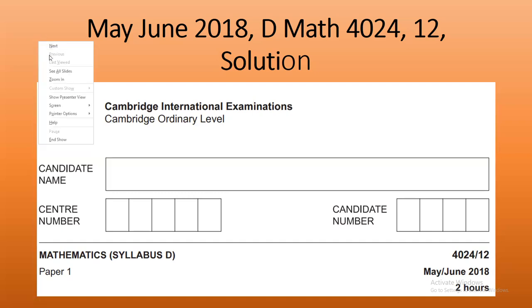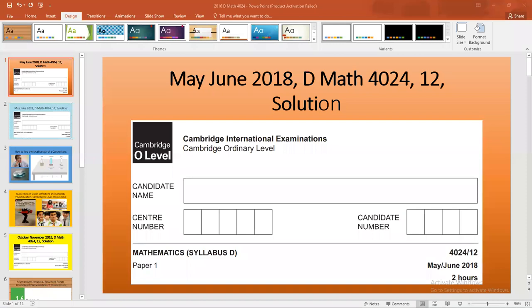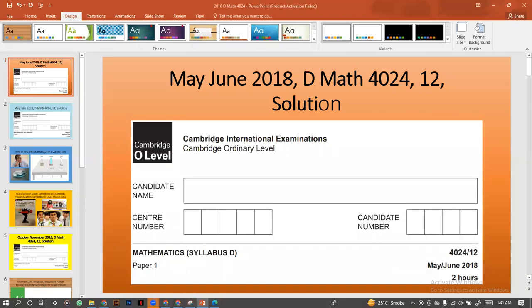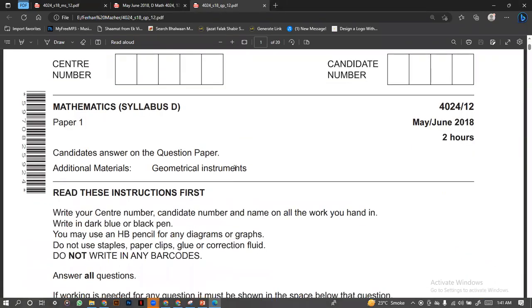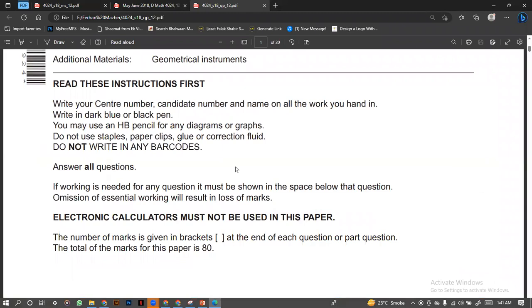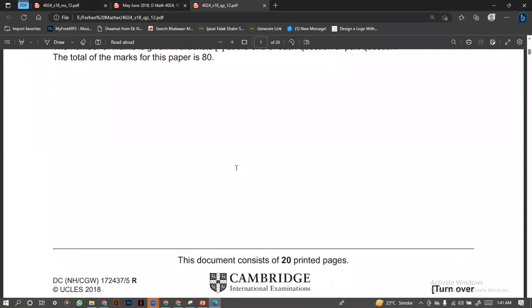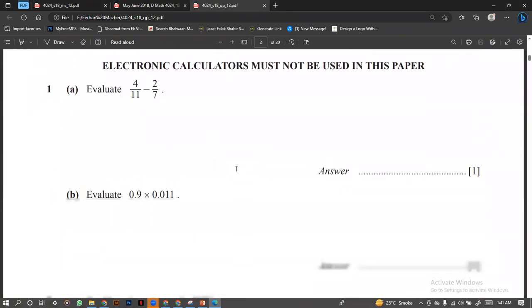And here we go. The first question is coming up on your screen. So May-June 2018, 1-2 paper, and 2 hours is allowed. Calculator is not allowed in this paper. The total marks for this paper are 80. The first question is showing up on your screen.